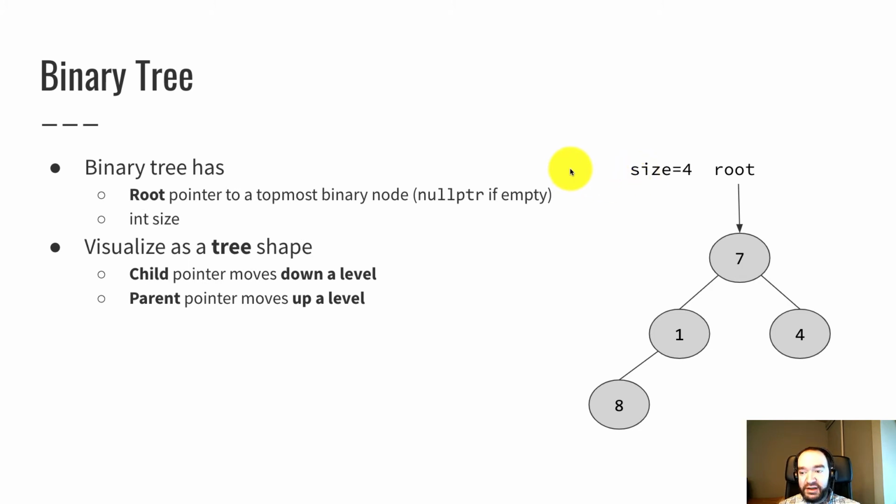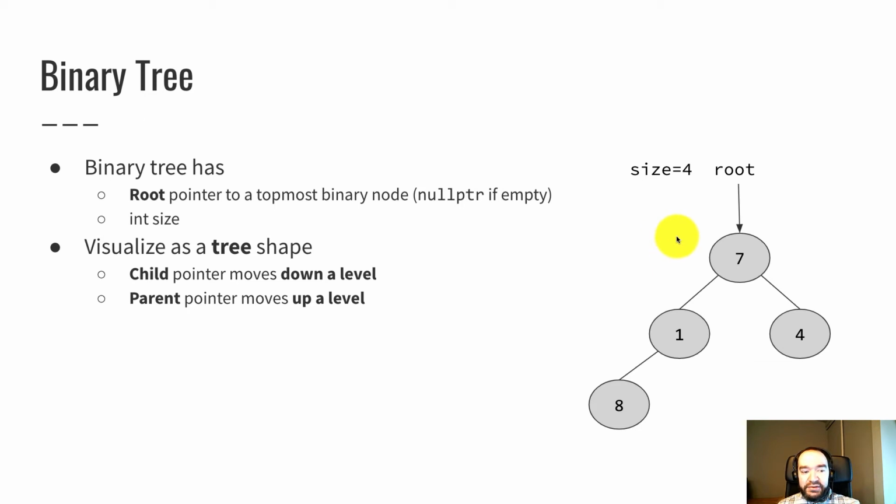A binary tree is a collection of these nodes that are organized in a certain way. A binary tree has 2 data members. One is a root pointer to the topmost binary node. So over here, I've sketched a binary tree, and root is a pointer, and I'm drawing an arrow down to the 7 node, which is the topmost node. And a tree could be empty, in which case the root would point at null. We also have an int size to keep track of the number of elements so that we can report the size of the tree in constant time.